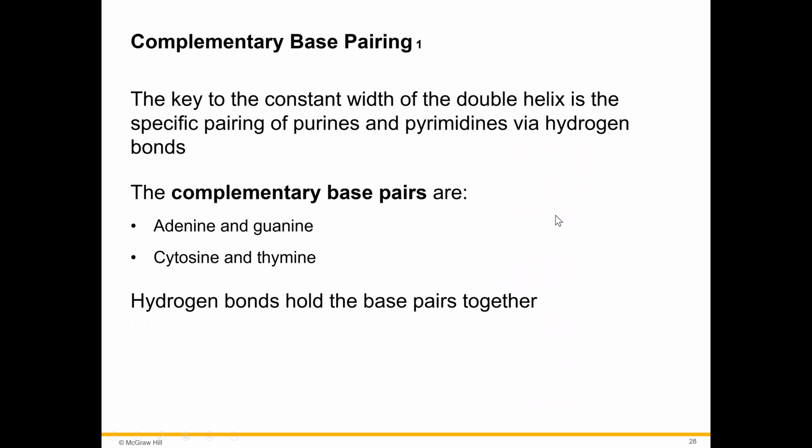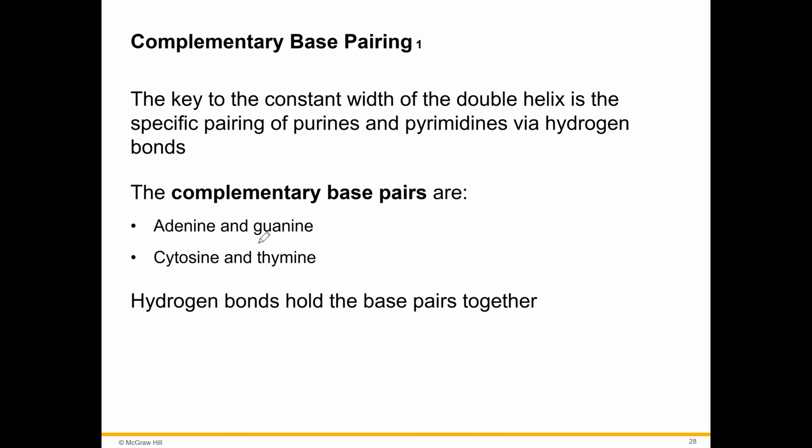The key to the constant width of the double helix is a specific pairing of purines and pyrimidines via hydrogen bonds. The complementary base pairs are adenine with thymine and guanine with cytosine. So the mnemonic is apples in the oil.